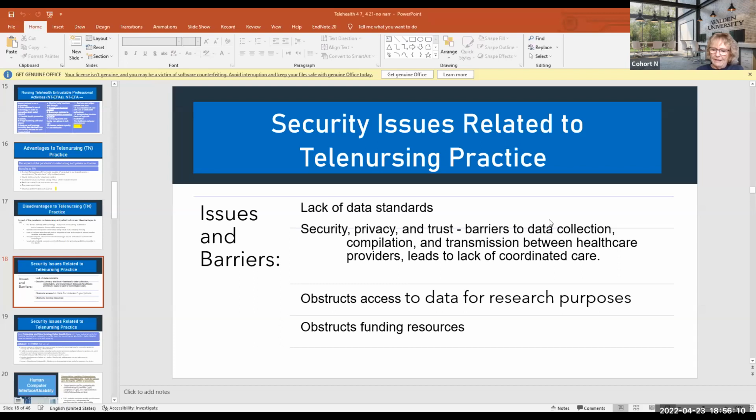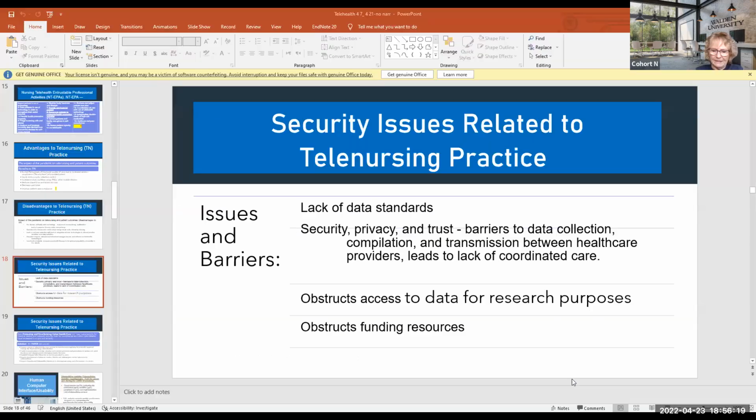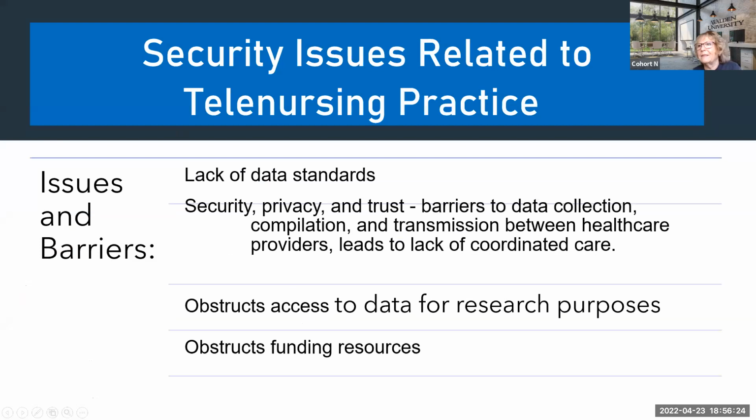So security, privacy, and trust are barriers to data collection. And other issues and barriers are that they obstruct access to data and research, and then obstruct funding resources. Okay, so the next slide, security and issues, more issues related to telenursing practice, is the next slide, which is slide 19.